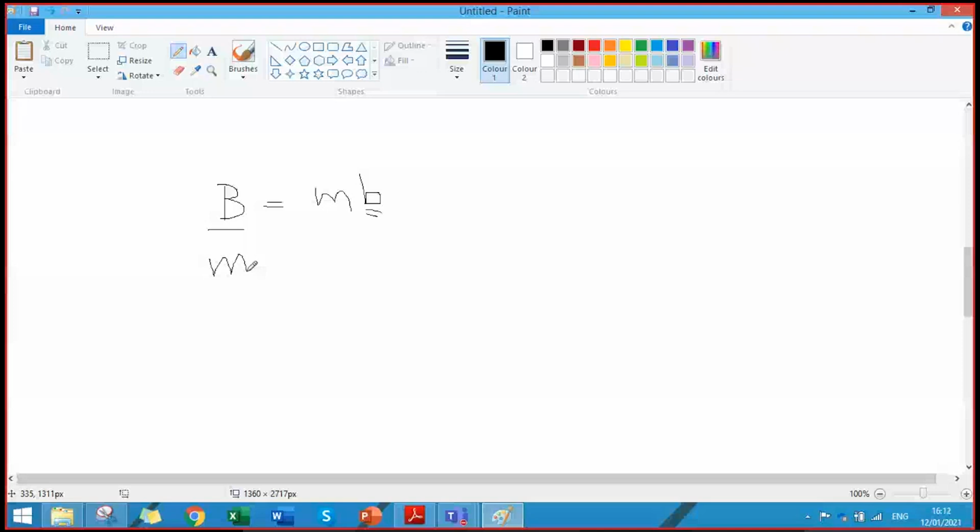Yes, small b would be per unit mass. If I say capital B is kinetic energy, then small b would be V square by 2, the kinetic energy per unit mass. Very good. And if capital B is momentum p, then small b would be velocity. So is the relationship between the capital B and the small b clear?